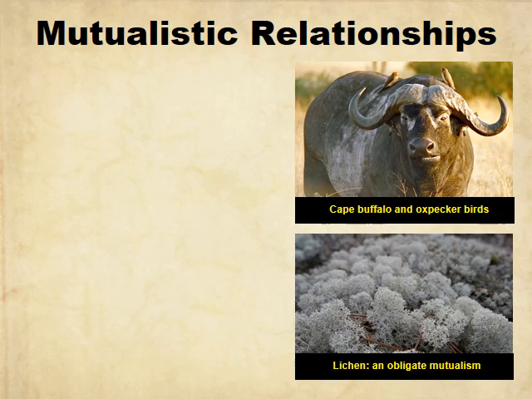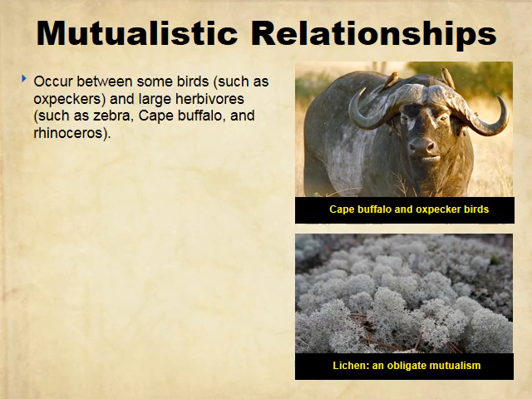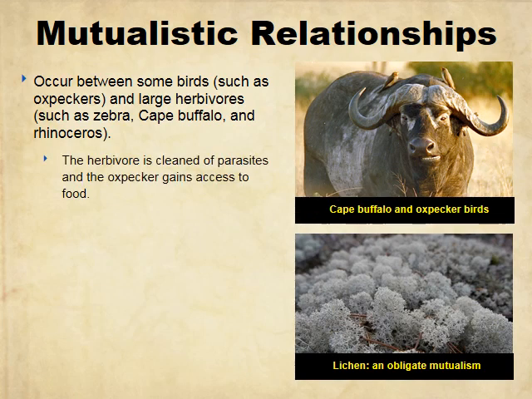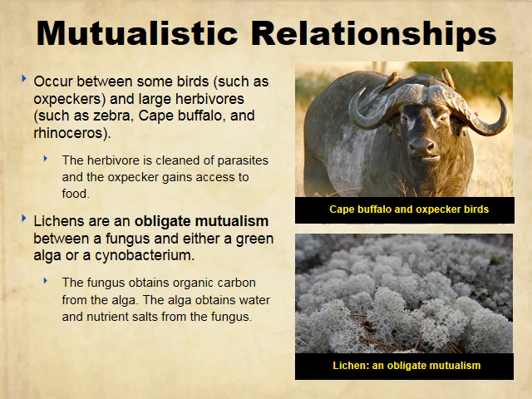Mutualistic relationships is where both of the organisms actually benefit from the interaction. Oxpeckers and zebra and Cape buffalo: what happens is the birds eat the ticks off of the buffalo. The buffalo benefit because now they have the ticks removed. Lichens are an obligate mutualism, meaning that there is no lichen without one or the other. So it's a symbiotic relationship between a green algae and a fungus, and they work very closely together.